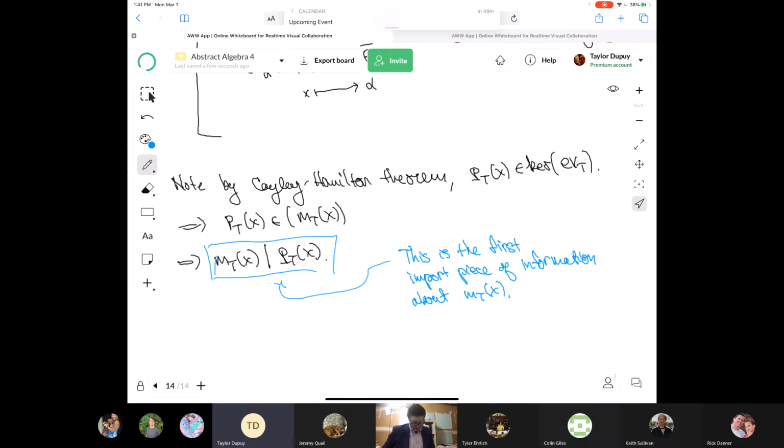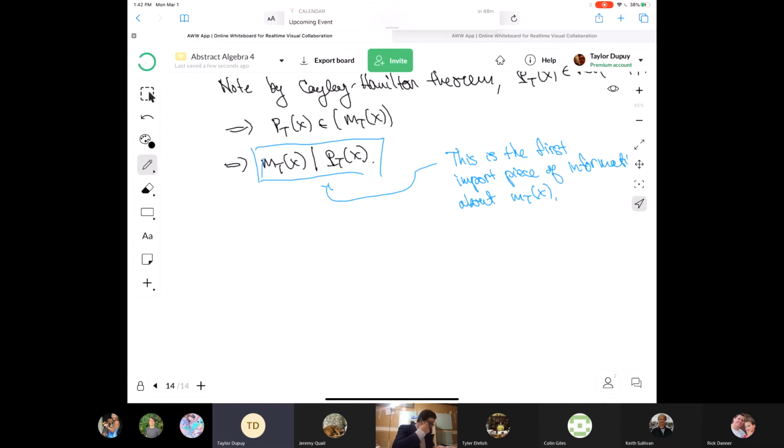One thing that we did do before is... okay, so this is what I wanted to do anyway. Let's look at what happens. Okay, so what does the minimal polynomial have to do with invariant factors?